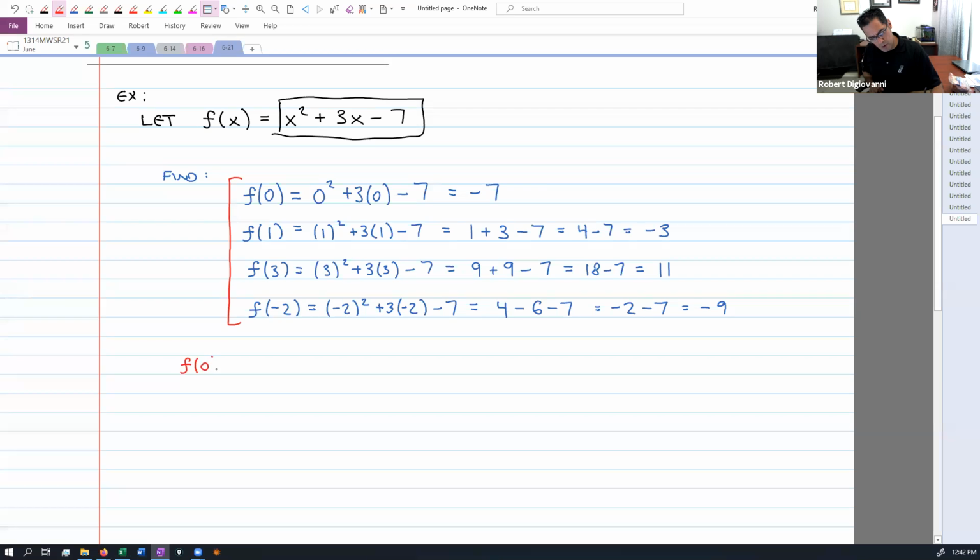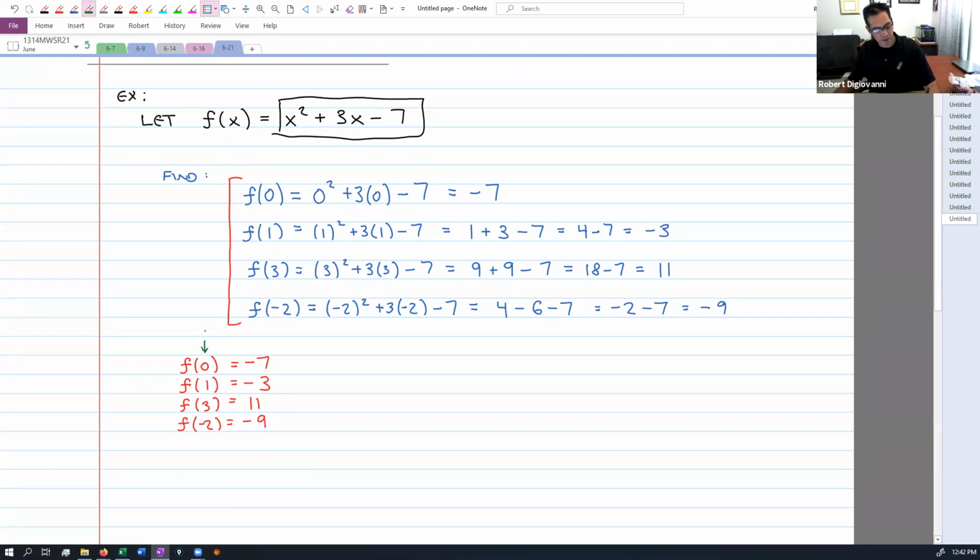F of 0 equals negative 7, right? When we plug in 0, we get negative 7. F of 1 equals negative 3. F of 3 equals 11. F of negative 2 equals negative 9, right? That's what we've determined, these four things.